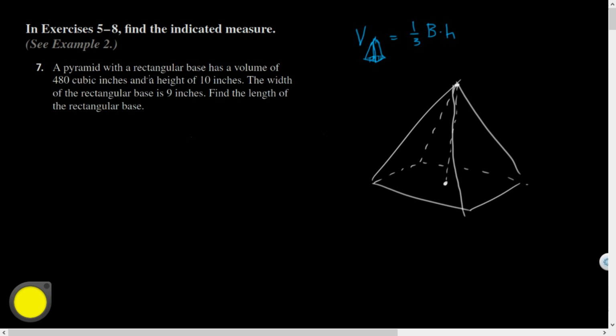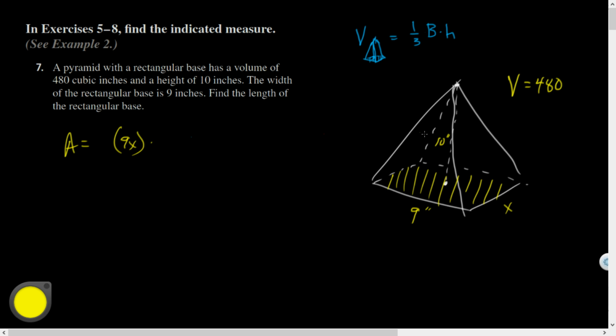Let's label some stuff. I know the volume is 480 cubic inches. The height is 10 inches. The width is 9, and then there's some unknown length. Because it's a rectangle, the area of the base is base times height of a rectangle. So the area of this base is just going to be 9x. Multiply that by the height, which is 10.